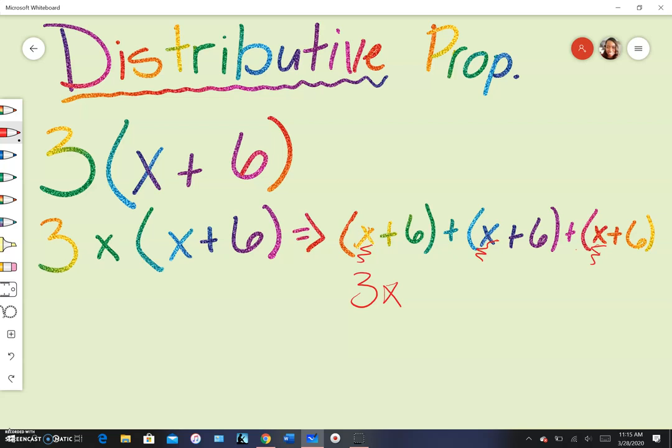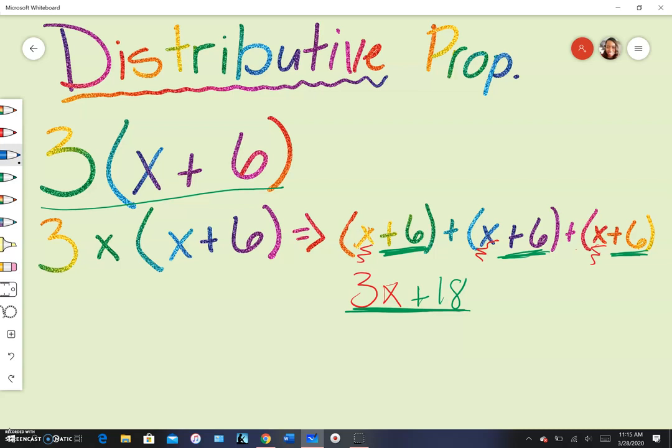And now we can work on our constants or our numbers. So positive 6 plus positive 6 plus positive 6 is positive 18. So this up here is the same thing as this down here. We just did the process to prove it.